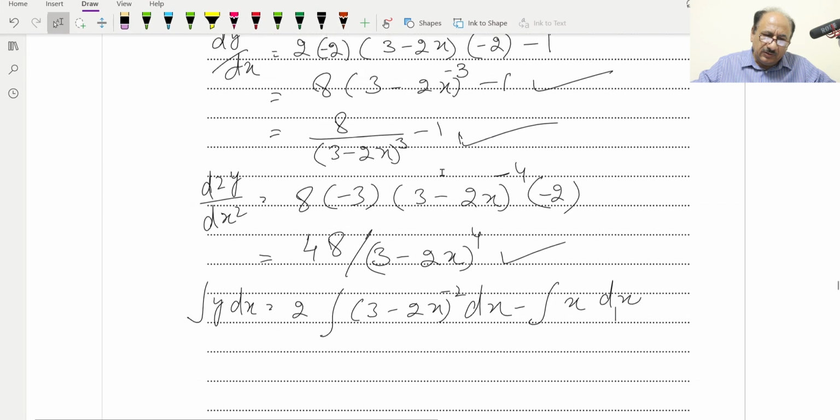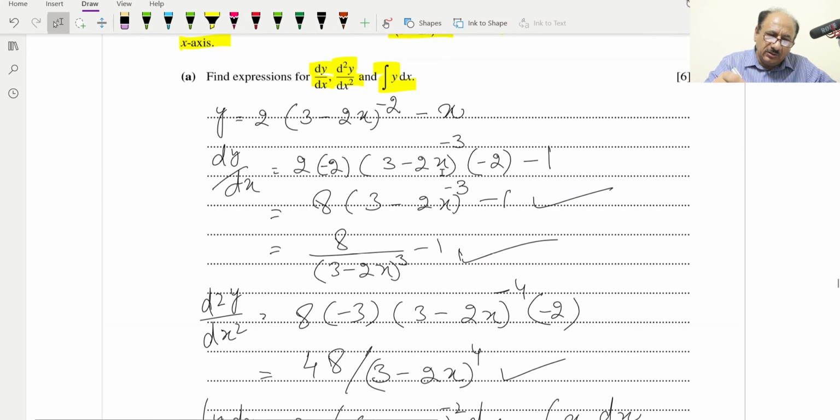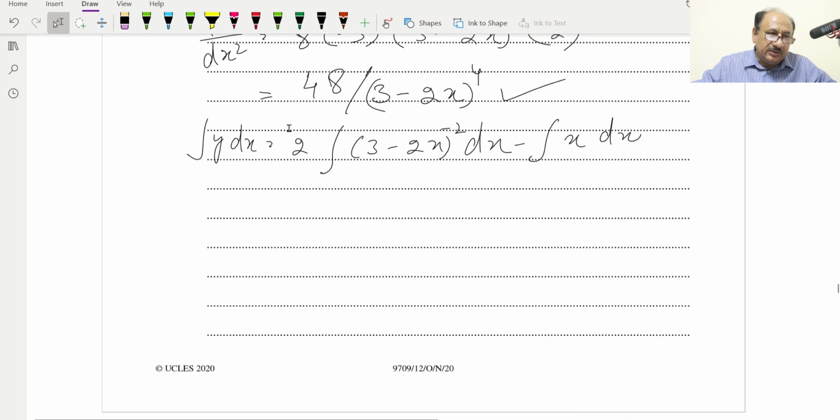This is basically this equation. We have taken this equation and written its integral. Hopefully you are understanding everything. Now we can write this integral.